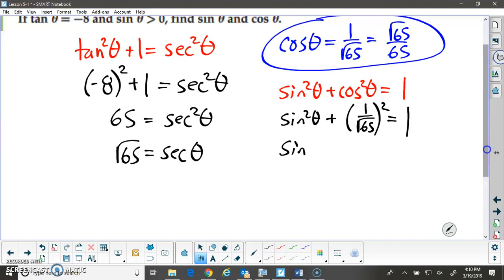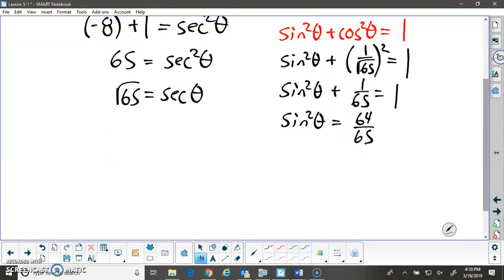So that's going to give me sine squared of theta equals, if I square that value, I get, well, I got an equal sign here in the wrong spot. I get 1 over 65, and then if I subtract 1 over 65, that's going to give me 64 over 65. Then I square root both sides, and I get my sine value to be 8 over the square root of 65, which rationalizes into 8 radical 65 over 65.